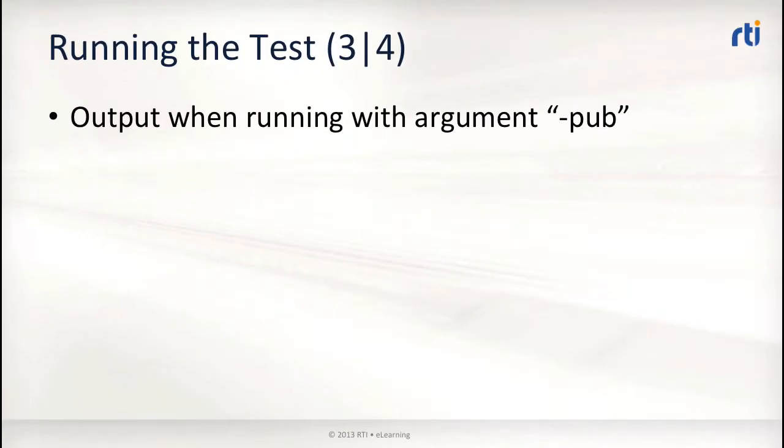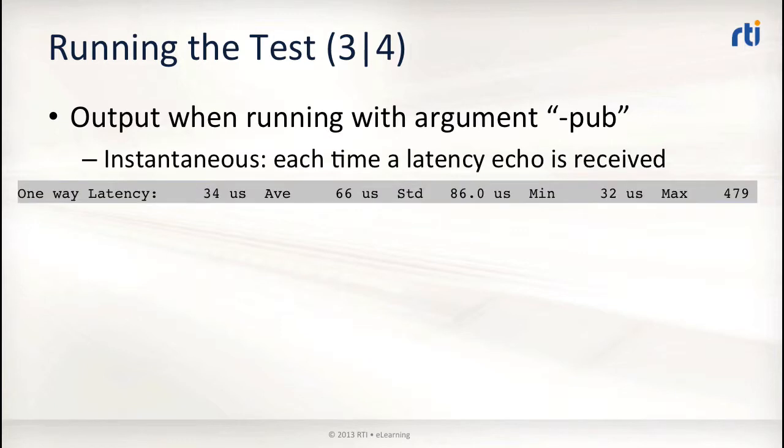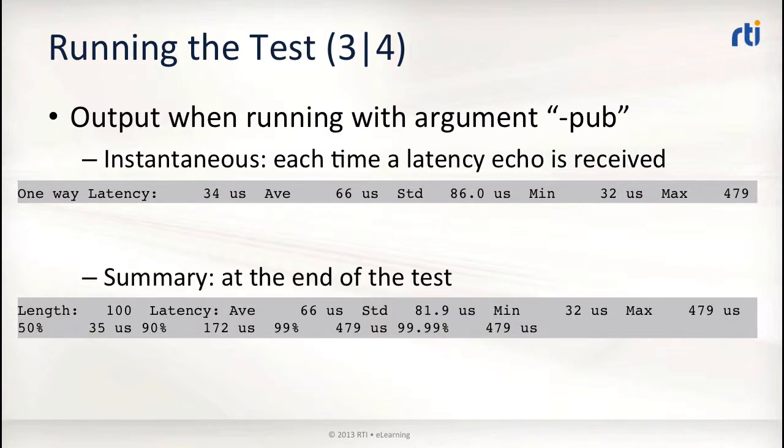When running a publishing instance, there are two types of output, instantaneous and summary. Instantaneous results are printed each time a latency echo is received. You can see that the number includes the most recent measurement, the running average, the running standard deviation, and the observed min and max thus far. The summary results are printed after the test has finished sending all messages.